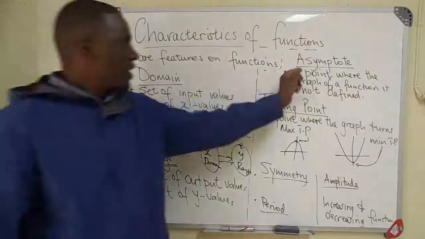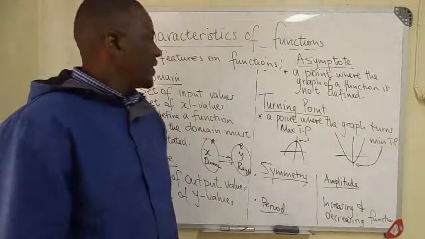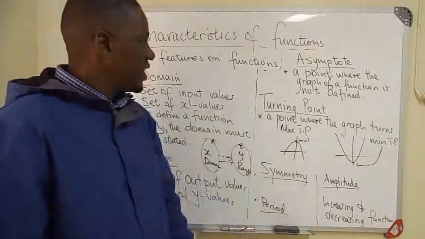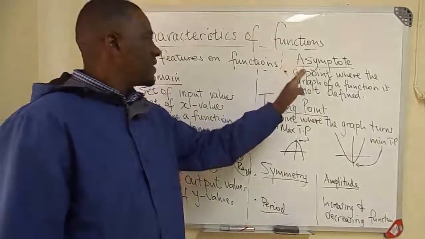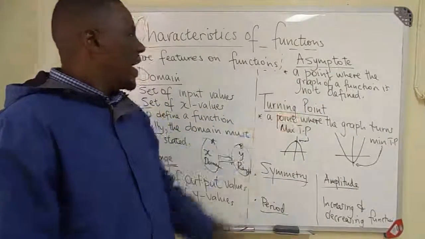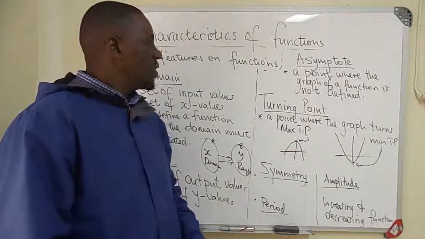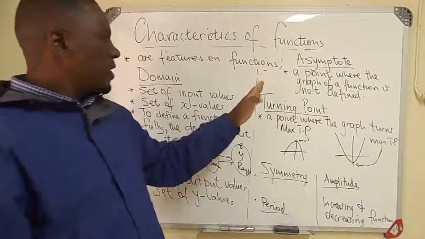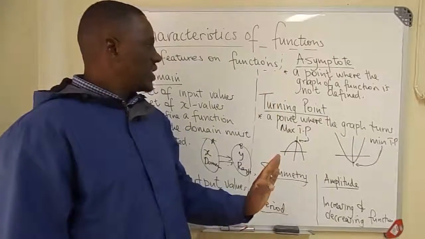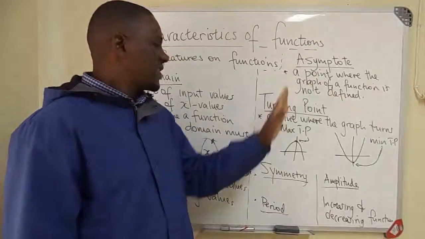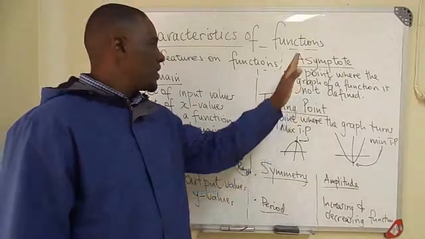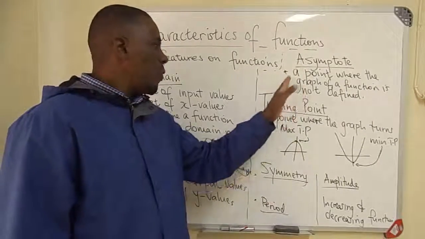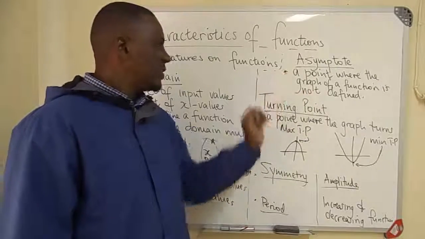We have what we call an asymptote. It's a point where the graph of a function is not defined. We indicate an asymptote on a graph by drawing a broken line. There is what we call the y asymptote, and there is what we call the x asymptote. An x asymptote is an x value where the graph is not defined. A y asymptote is a y value where the graph of a function is not defined.